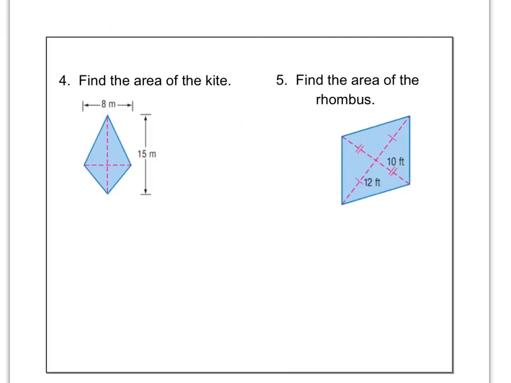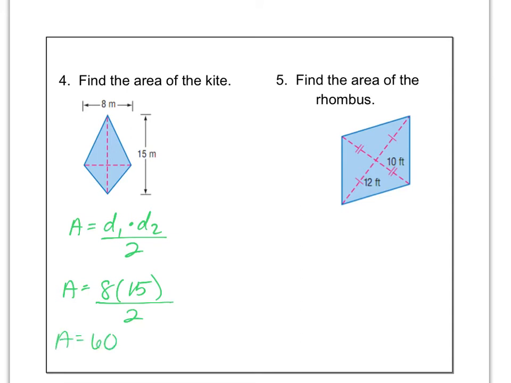Number 4. So we can see we have a kite, and the two diagonals are marked as 8 meters and 15 meters. So to find the area, we take diagonal 1 times diagonal 2 and divide by 2. So in this case, it's just 8 times 15 and divide by 2, which is really 4 times 15, which is 60. And we have to label it meters squared.